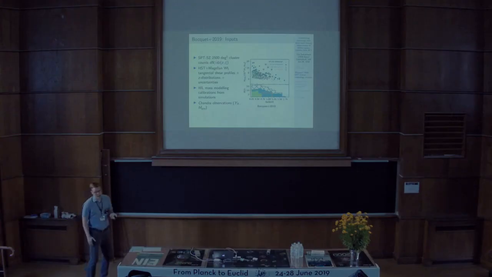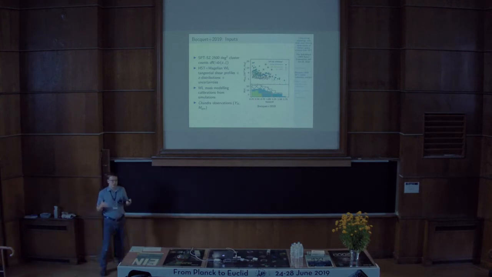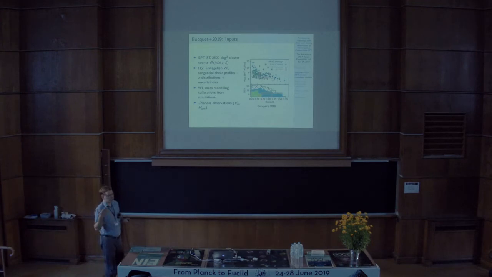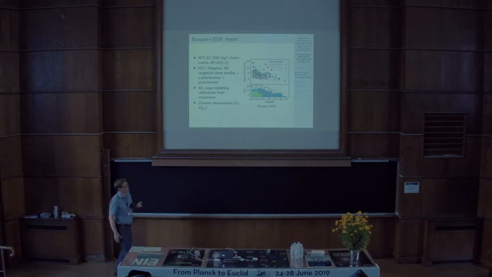Then also, one thing which Anja mentioned is the need for calibration of mass modeling biases, for miscentering, for example, which is best done by basically mimicking the analysis on simulations. So that's also one input. And then Chandra measurements to give a low scatter mass proxy.